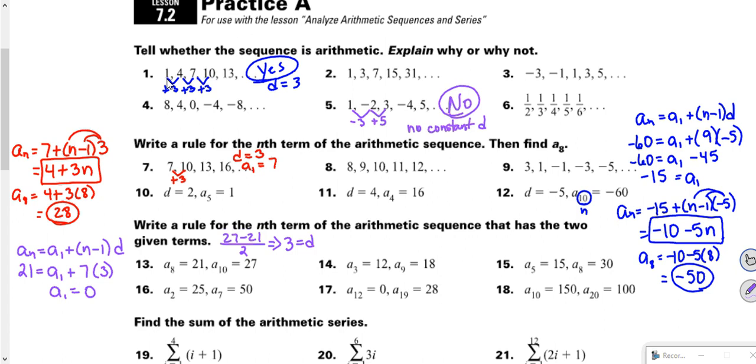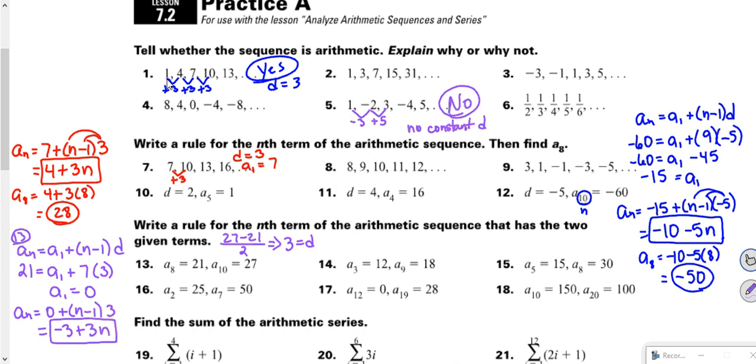So now the rule is A sub n equals 0 plus n minus 1 times 3. So that is just negative 3 plus 3n, or 3n minus 3. I don't really care. I'm kind of impressed that I keep writing these the same way the book does, because I usually don't. So that was number 13. Let me label it.